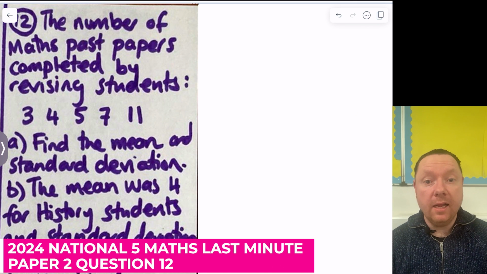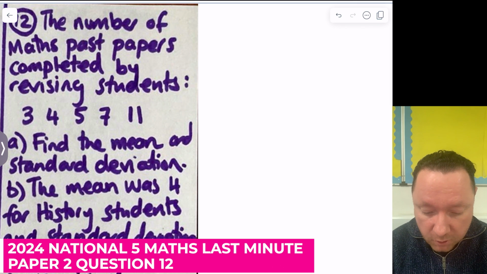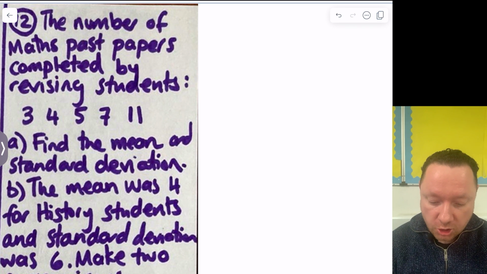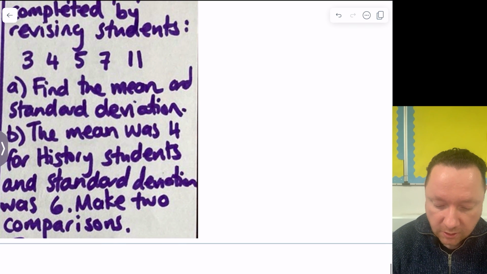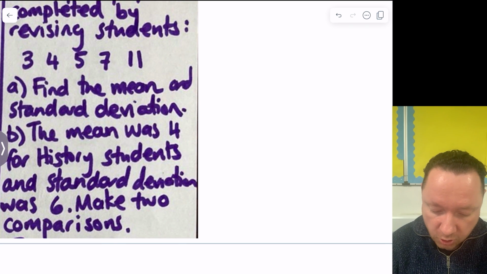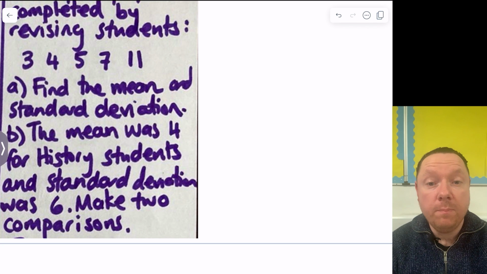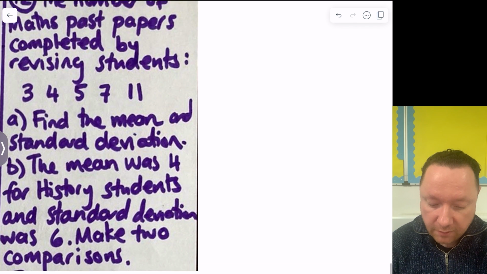Okay, last minute, National 5 Maths 2024, Paper 2, Question 12. The number of past papers completed by revising students is 3, 4, 5, 7, 11. Find the mean and standard deviation. And then there's a statement. The mean was 4 for history students, standard deviation 6. Speak to comparisons. So let's go with the mean and standard deviation.